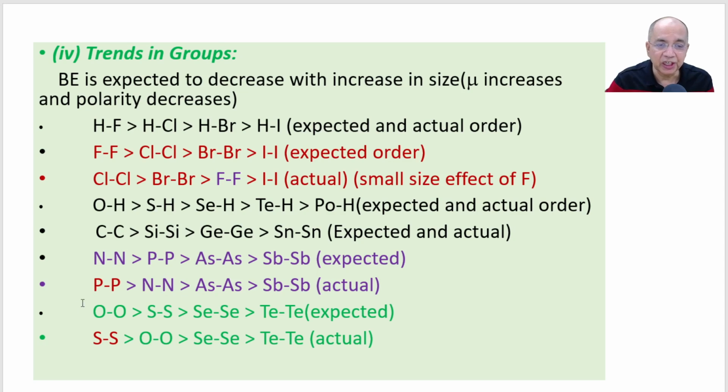Same thing happens in the oxygen family. We expected oxygen to be the strongest bond, but actually it is the second strongest bond. Sulfur takes the lead because of the small size lone pair repulsion. In all cases there is lone pair repulsion, but because of the small size the repulsion is more pronounced. That makes the K factor more dominating.